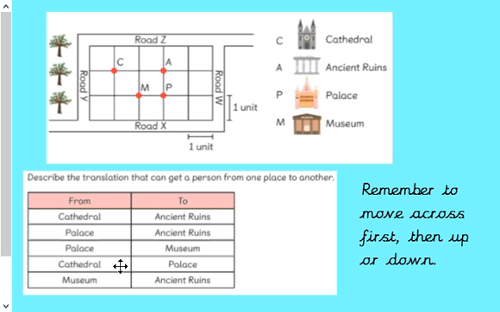The next one would be the cathedral to the palace. So we're going from point C to P. Now remember, we have to move across before we move up or down. So the translation would be 2 units to the right and 1 unit down. So 2 right, 1 down. And then finally, from the museum to the ancient ruins, we would have to go 1 unit to the right and 1 unit up. So the translation would be 1 right, 1 up.